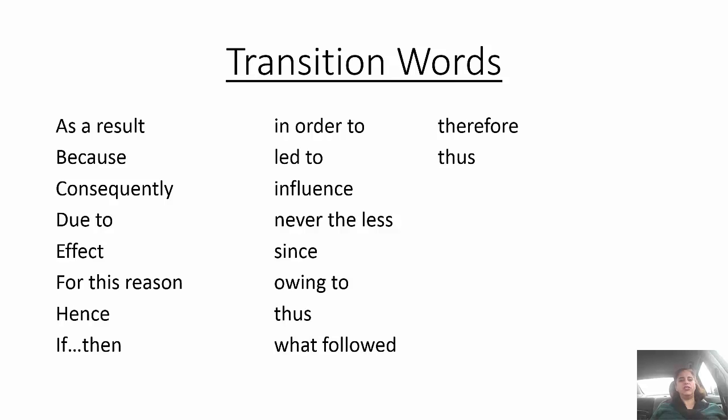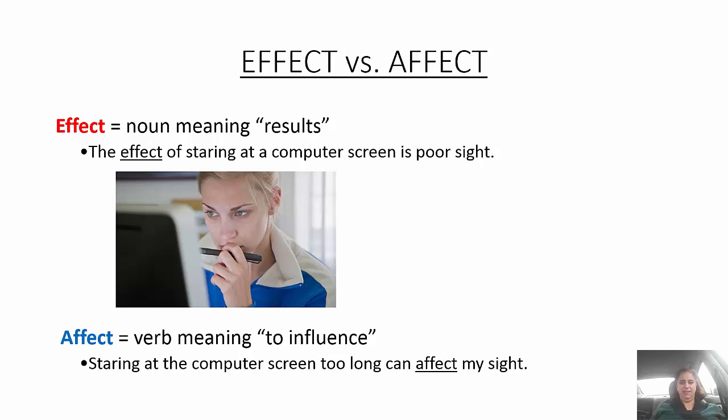Some of the transition words that you'd like to use in your essay are shown here. Try to use a variety of them. The most common transition word in a cause-effect essay is because. Push your writing abilities to try to use a variety of these. Also, make sure you're spelling effect and affect correctly. One is a noun and one is a verb, and often the spell check will not pick that up.